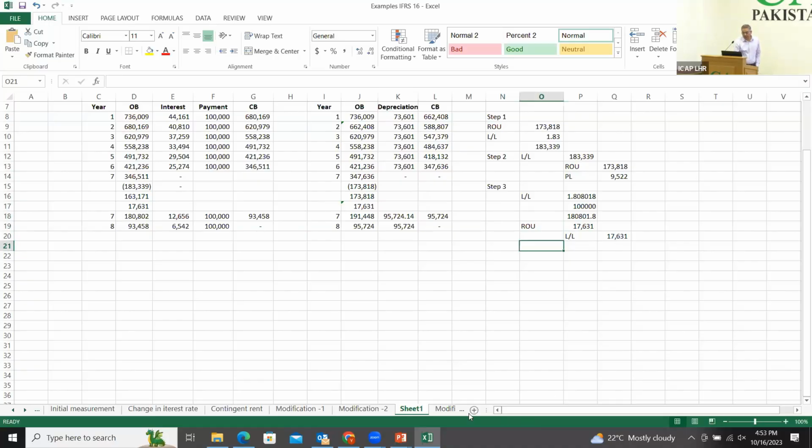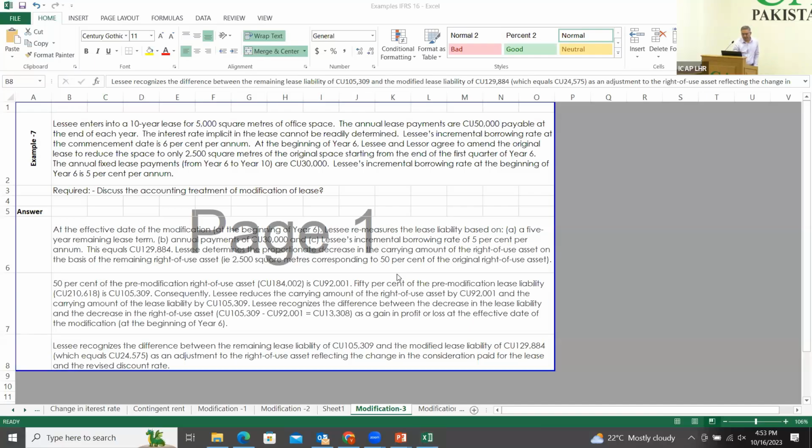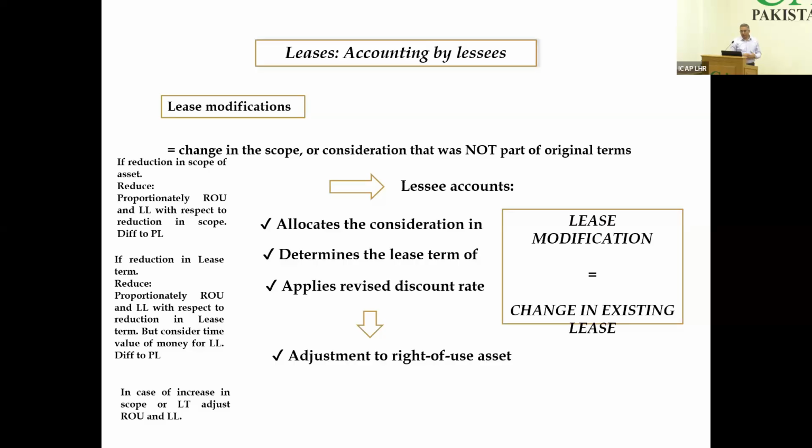Okay, next we have... I think you got the point. If it's okay, then we will not go into other examples. I think it's okay now. There are a lot of examples, but we have a shortage of time as well.